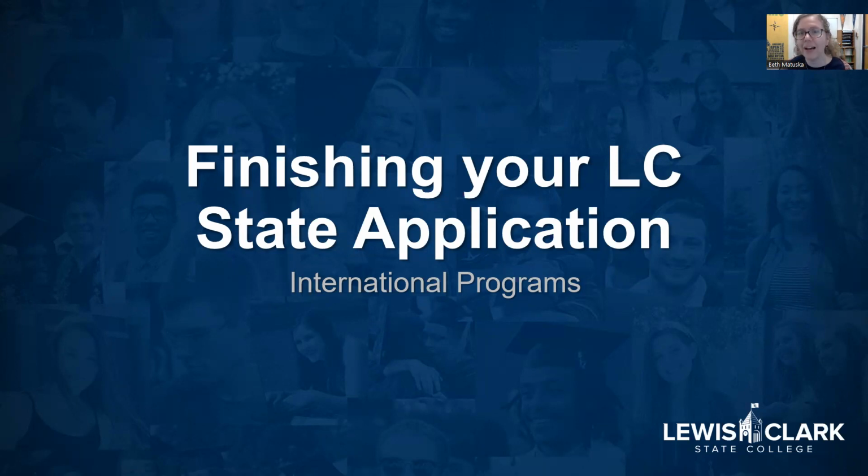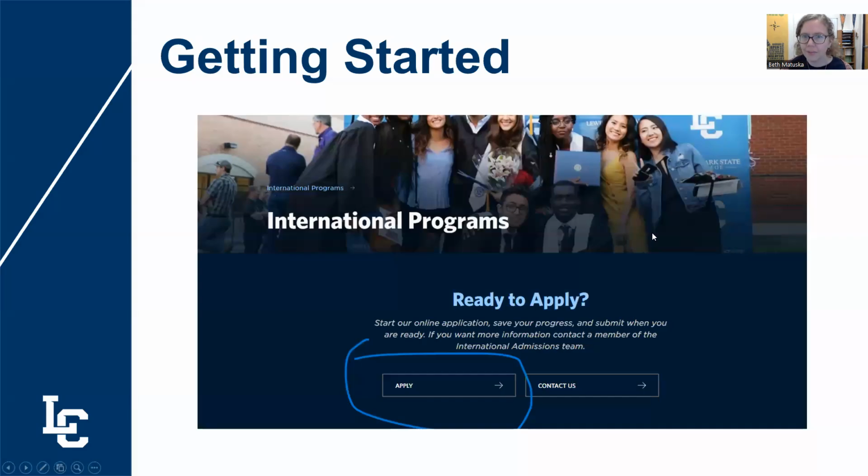And we're talking about how to finish your LC State application. All right, let's get started. So when you go to our homepage, International Programs, you'll find an option for Ready to Apply, and you're going to click Apply.